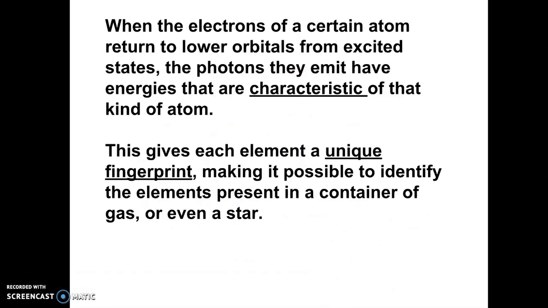All right, when electrons of certain atoms return to that lower orbital or the ground state, the photons they emit have energy that are characteristics of that atom. This gives each element its unique fingerprint. So this is what I was saying in the beginning of your notes, that every element has a specific amount of energy that it's going to release, and that is what makes them unique.